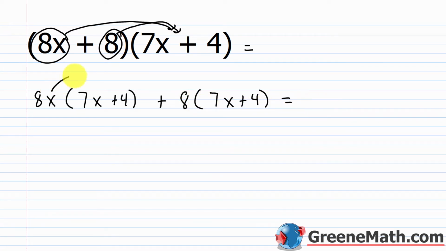All right, so I'm going to do 8x times 7x. 8 times 7 is 56. x times x is x squared. Then next I'd have 8x times 4. 8 times 4 is 32. So I'm going to put plus 32. And then x comes along for the ride.